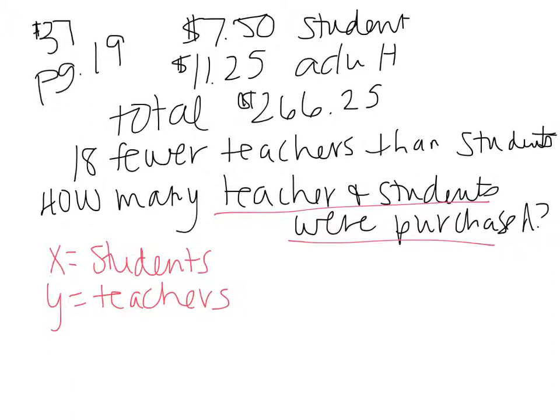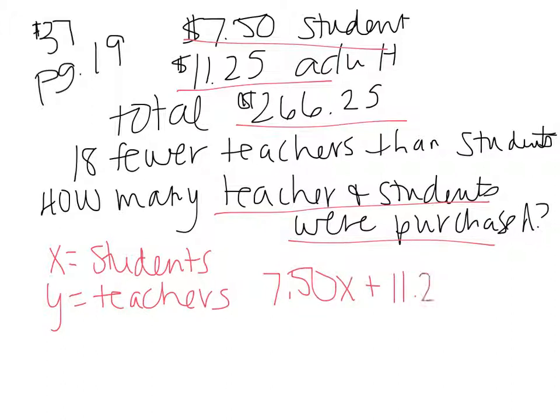Thinking about the money, we know a student is $7.50, a teacher or an adult is $11.25, and the total is $266.25. So we can put that together and create an equation: 7.50 times x plus 11.25 times y equals $266.25. I've run out of space.